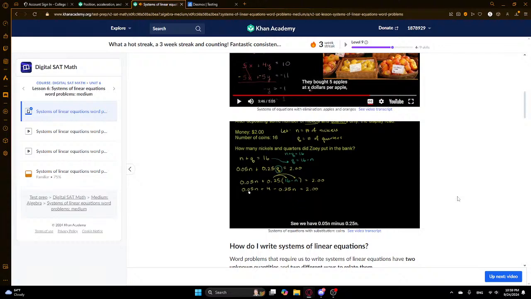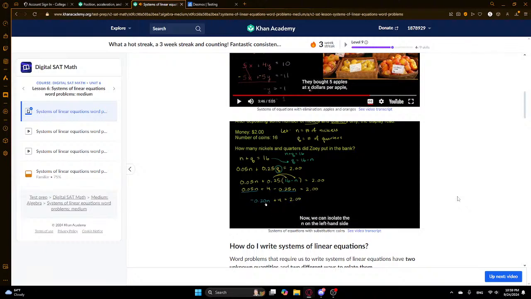See, we have 0.05n minus 0.25n. So let me combine these terms. If I have 0.05 of something, and I'm going to subtract from that 0.25 of that something, that'll give me negative 0.20 of that something. If I combine these two terms, I get negative 0.20, or negative 0.2n. And then, of course, I have the plus 4. Plus 4 is equal to $2, or we can even just write 2 there.